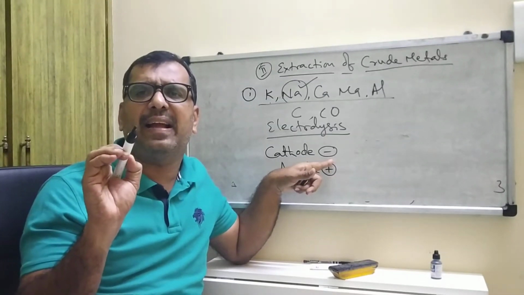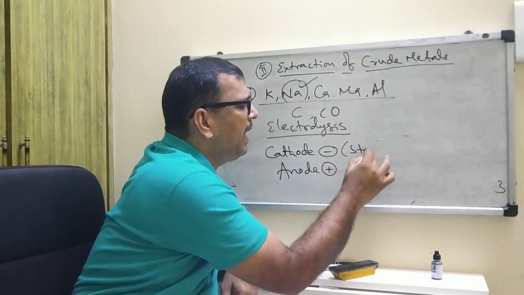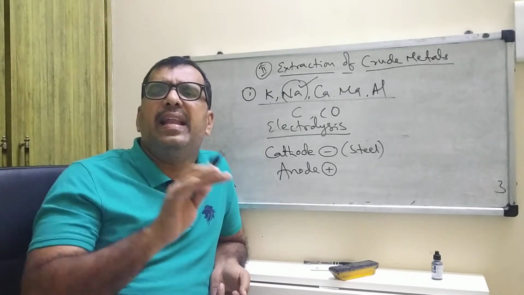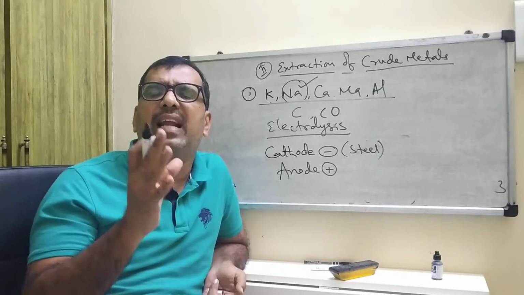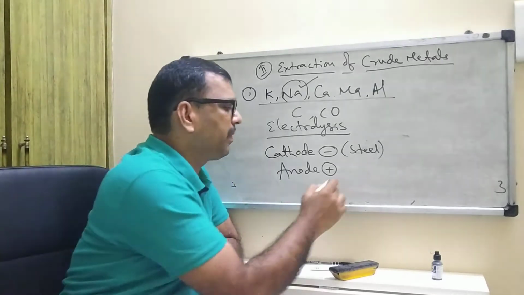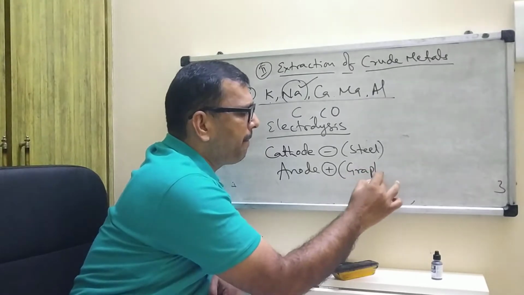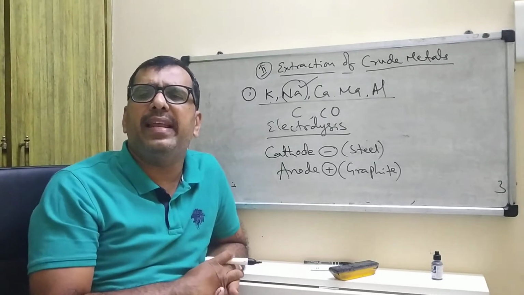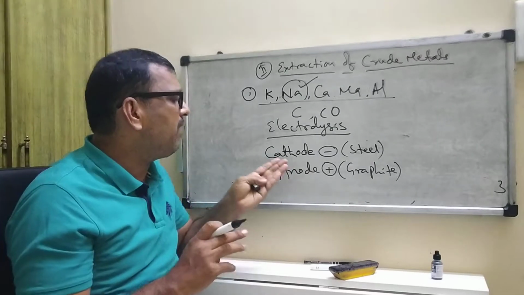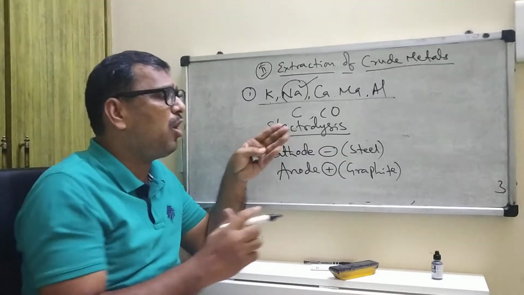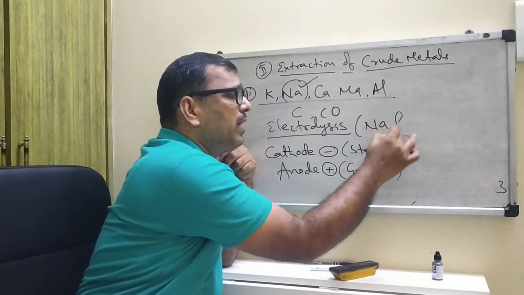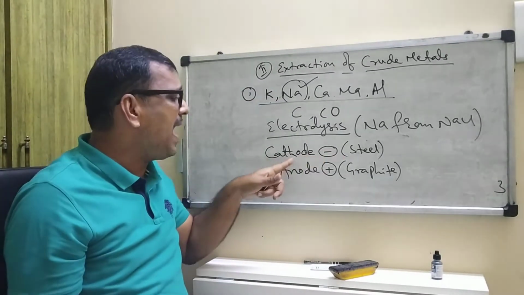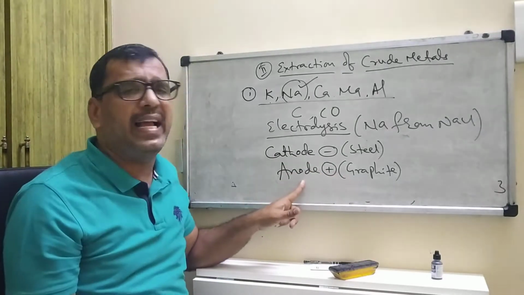Here the steel tank acts as the cathode, and the graphite rod acts as the anode. This is very important, and it is asked in many competitive examinations. In the extraction of sodium from sodium chloride, the steel tank acts as the cathode and graphite acts as the anode.